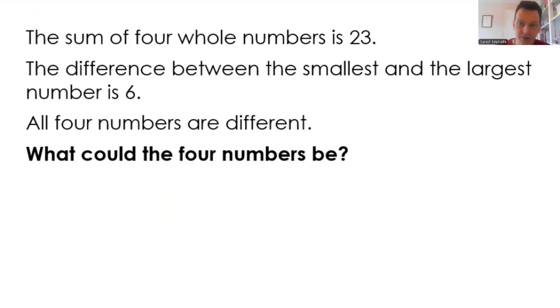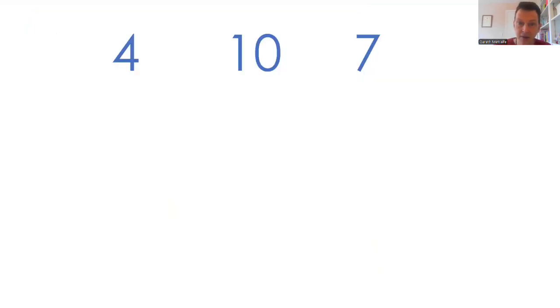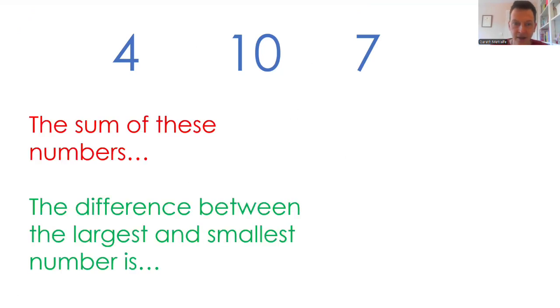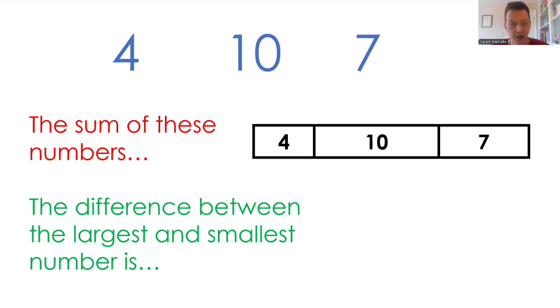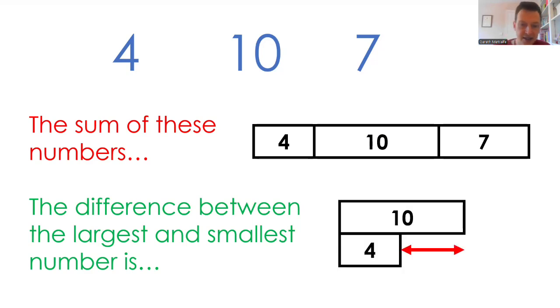So here's another problem-solving task, lots of different layers. And again, there's domain-specific knowledge I might need to check that children understand before they actually engage in this task. So a build-up might include, so my numbers are 4, 10, and 7. What's the sum of my numbers? What's the difference between the largest and the smallest number? I could show the children, well, the sum of those 3 numbers is 21, and the difference between the largest and the smallest number is 6.